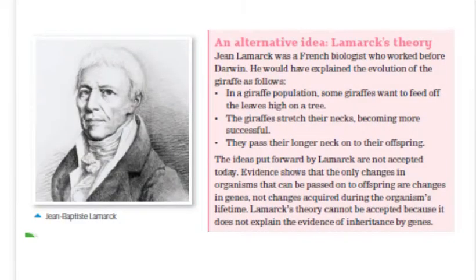Evolution has not always been explained by natural selection. Before Darwin's ideas, there were scientists who put forward other ideas about how evolution occurred. Jean Lamarck was a French biologist who worked before Darwin.